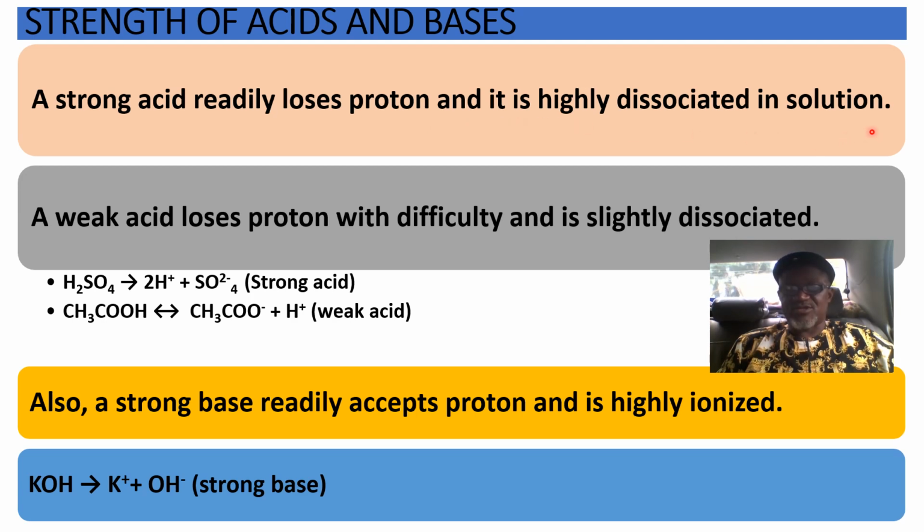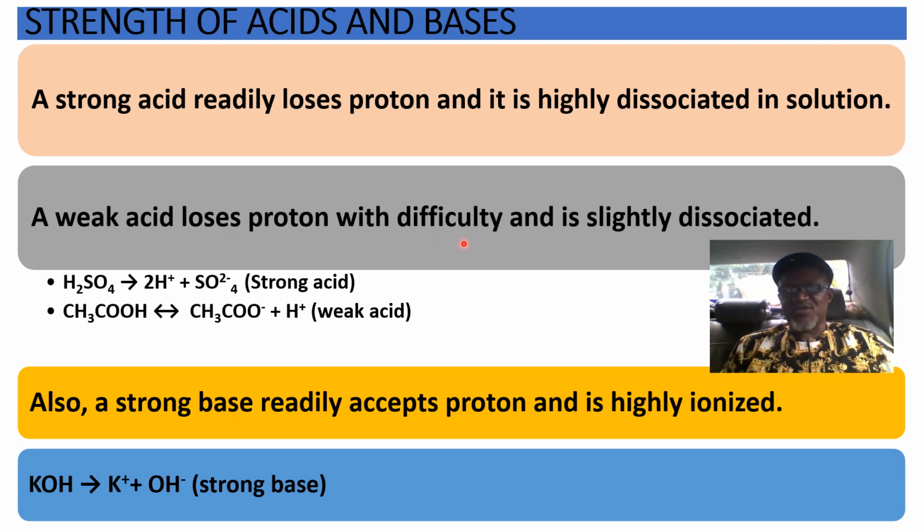Now we're talking about strong and weak. Just like a strong man and a weak man. A strong man will beat you up and a weak man will run away. So beating up is equivalent to losing, because that is part of how we can classify the acid by loss of proton. So if it loses proton easily, then it's a strong acid. A weak acid loses proton with difficulty.